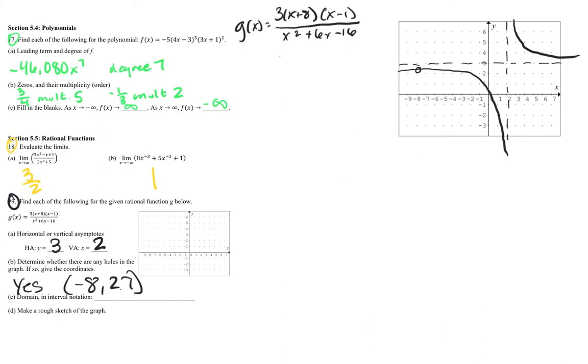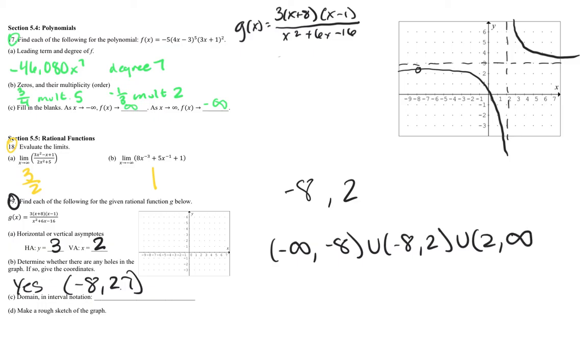So now it's asking us for our domain in interval notation, and remember, this function is going to be all set and all dandy except for our hole and our vertical asymptote. So our hole is at negative 8, and our vertical asymptote is at 2. So then our domain is going to go from negative infinity to negative 8, union negative 8 to 2, union 2 to infinity. And then it's asking us to make a rough sketch of our graph, which we've already done.